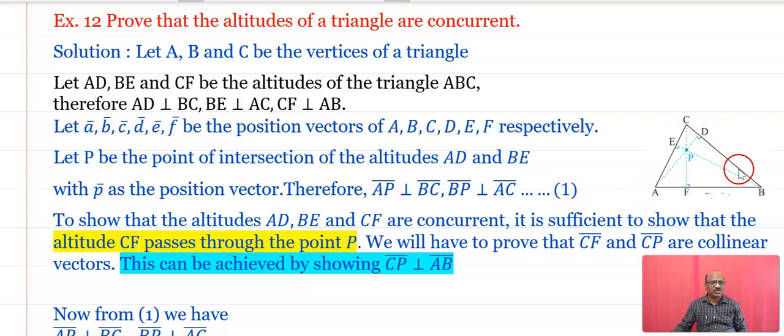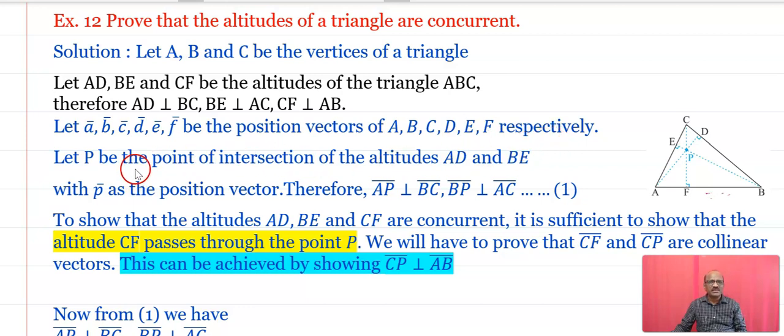AD is perpendicular to BC, BE is perpendicular to AC, and CF is perpendicular to AB. Let a bar, b bar, c bar, d bar, e bar, f bar be the position vectors of A, B, C, D, E, F respectively.